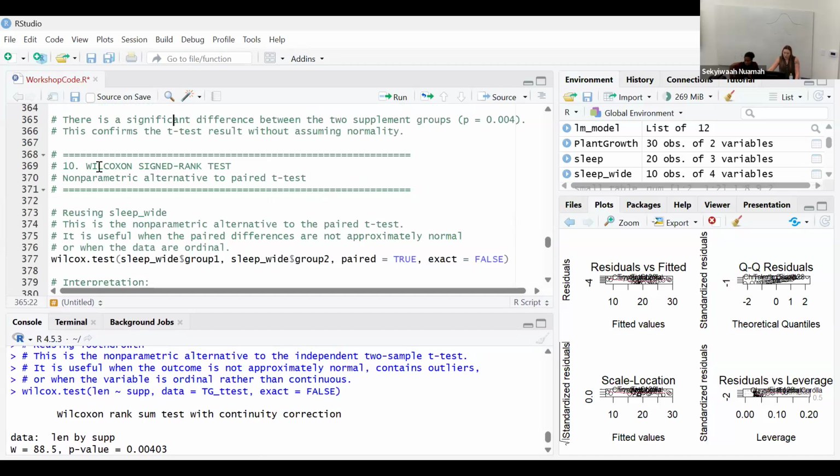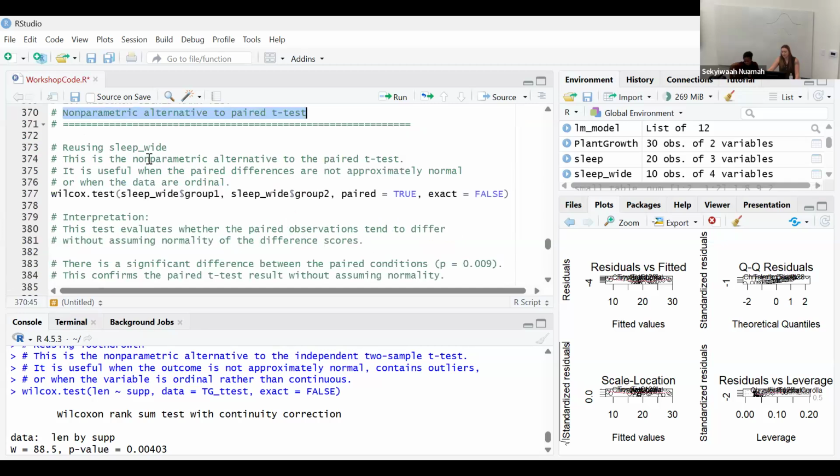So now we're going to do our Wilcoxon signed rank test. And it is our non-parametric alternative to the paired t-test. I'm pretty sure this was the one where the data was not normal, the sleep data. We went ahead and did the parametric test on the sleep data earlier, but we're going to look at the non-parametric alternative and see if both have the same result. So let's look at that now.